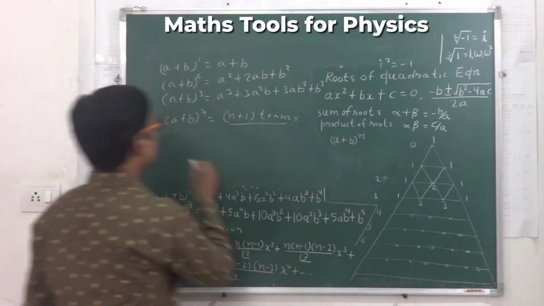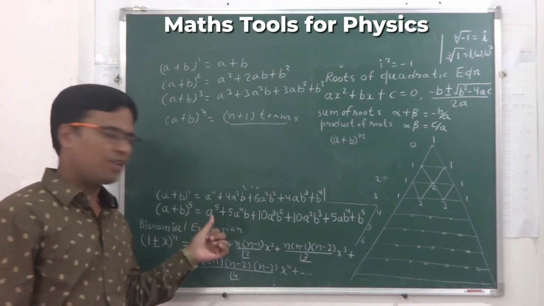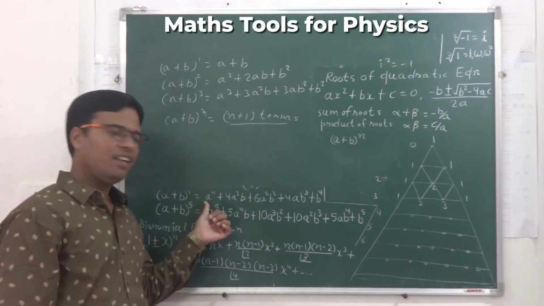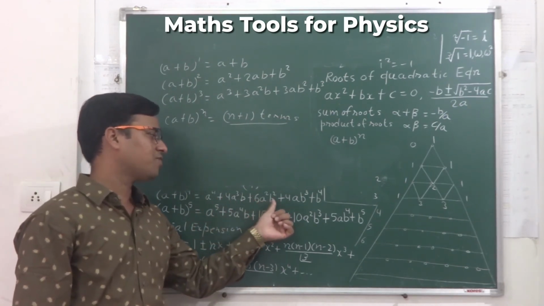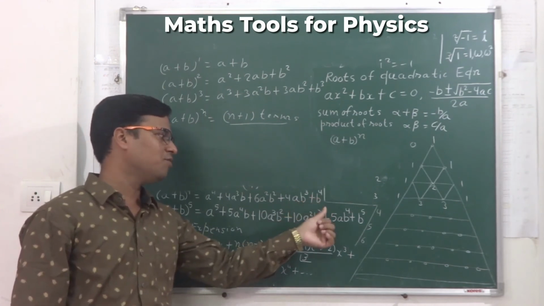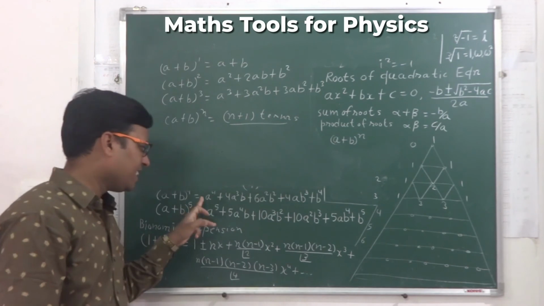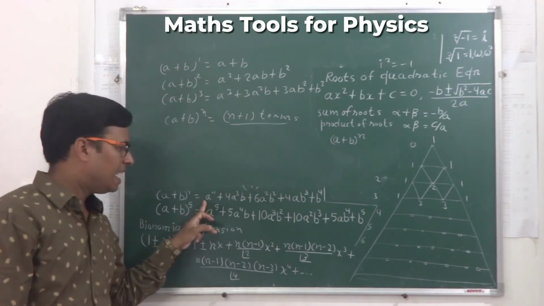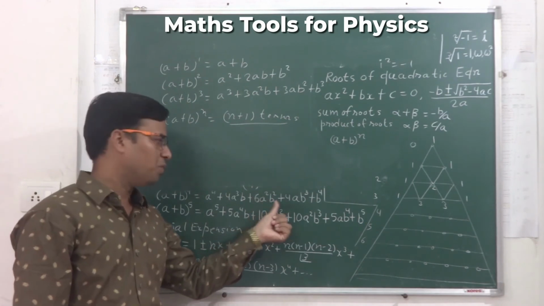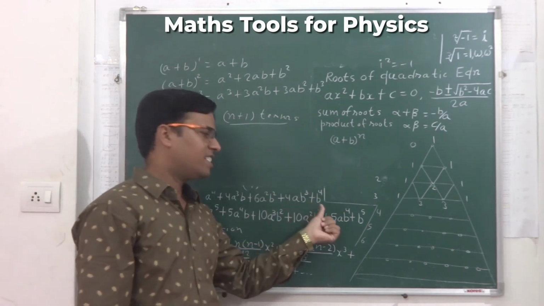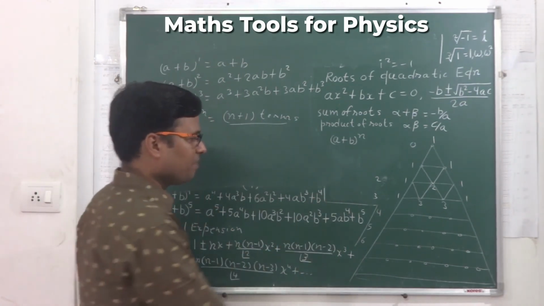Now we have the power of a plus b equal to 4. A to the power 4 plus 4a cubed b plus 6a squared b squared plus 4ab cubed plus b to the power 4. In all those terms in series, the power of a goes from 4 to 3 to 2 to lesser power, that is a to the power 0. So a is eliminated here.